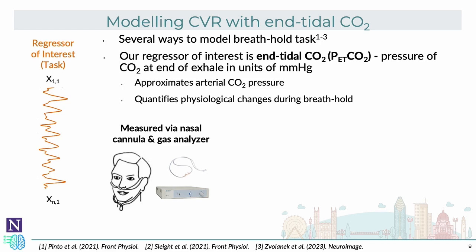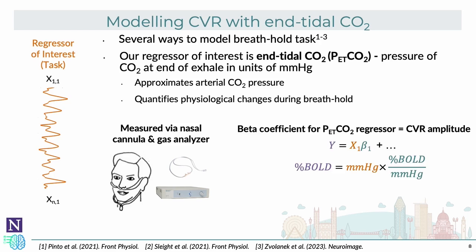You can see the units here. So we have our dependent variable percent BOLD, and our regressor of interest, CO2, is in millimeters of mercury. Therefore, our beta coefficient is in units of percent BOLD per millimeters of mercury. And this is CVR amplitude units, the change in blood flow response per unit change in the vasoactive stimulus, in this case, CO2. And the advantage of this is that it gives us CVR in normalized units, which allows us to make comparisons between subjects.